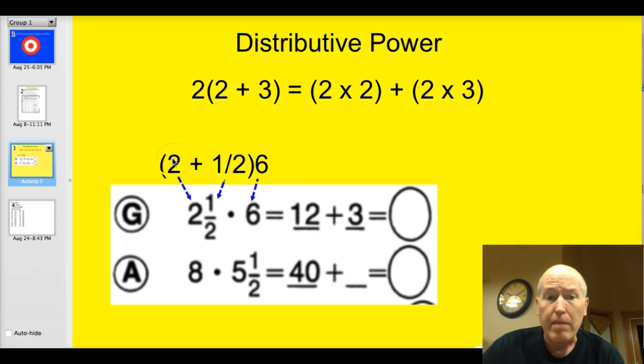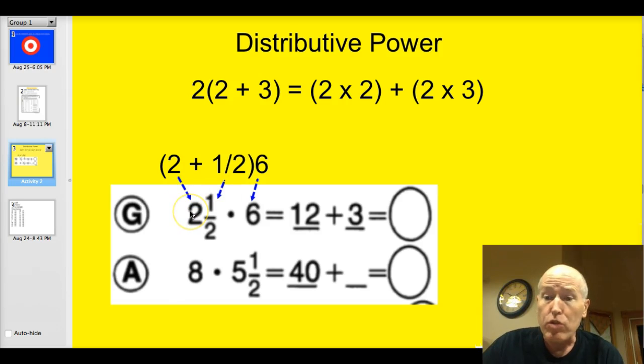So I can take 6 times 2 first, and I get my 12. And then I can take 6 times a half, 6 halves, and get 3. And I get a total of 15 here. 12 plus 3 is 15. Go ahead and you could put it in the calculator, 6 times 2.5. That's what you're going to get.